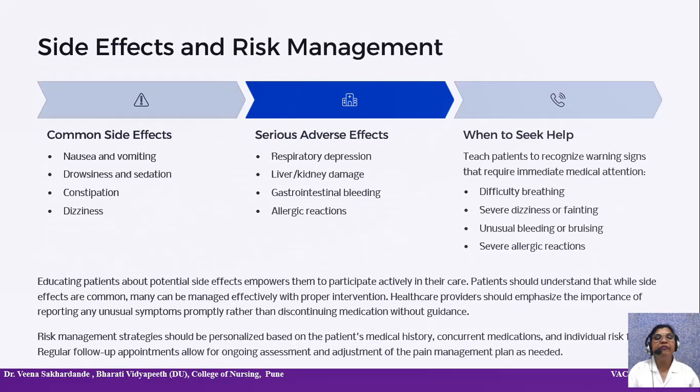So, what are the side effects and how can we make them aware about the risk of managing that side effect? Common side effects are nausea, vomiting, which is very common, drowsiness, sedation if it is an extra dose, constipation, dizziness. There are serious adverse effects also. There can be respiratory depression, because if the degree of sedation is higher, then it can affect the liver and kidney, which are vital organs. Then GI bleeding is also very common if the patient is taking medication without food, and allergic reaction.